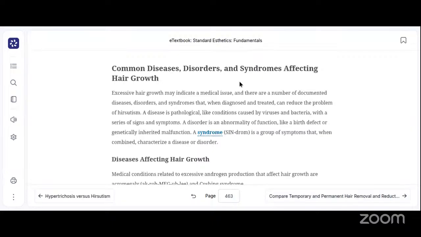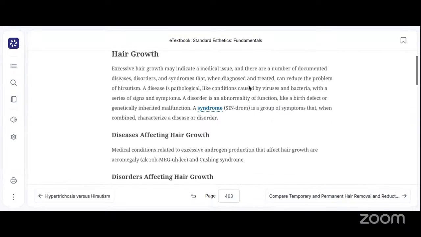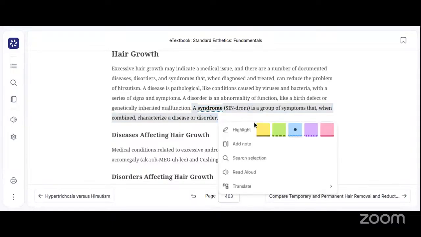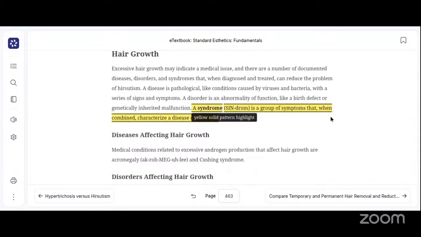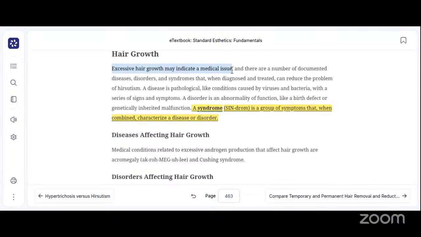Look at common diseases, disorders, and syndromes affecting hair growth. We see a term here, a syndrome. Let's highlight in yellow: a group of symptoms that, when combined, characterize a disease or disorder. It says excessive hair growth may indicate a medical issue, and there are a number of documented diseases, disorders, and syndromes that, when diagnosed and treated, can reduce the problem of hirsutism.